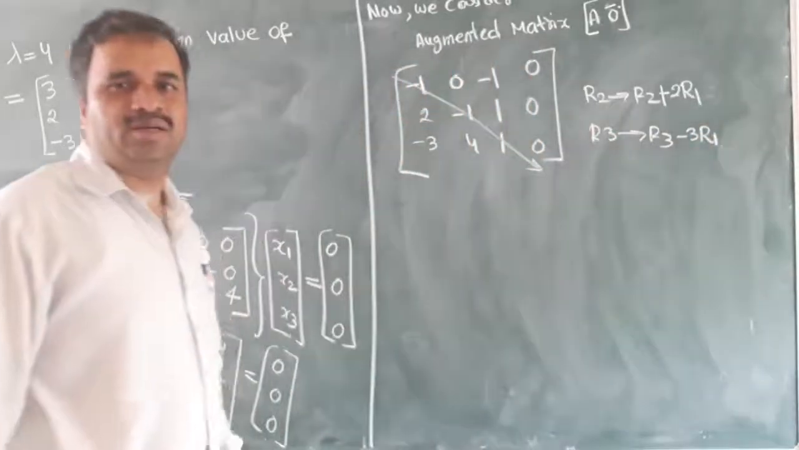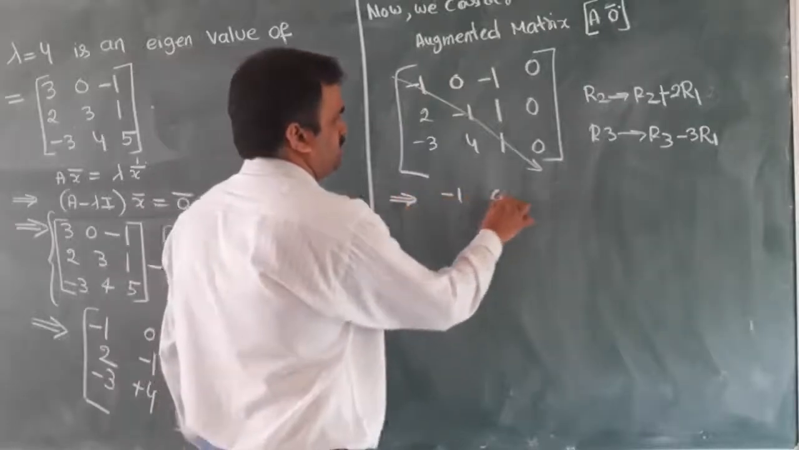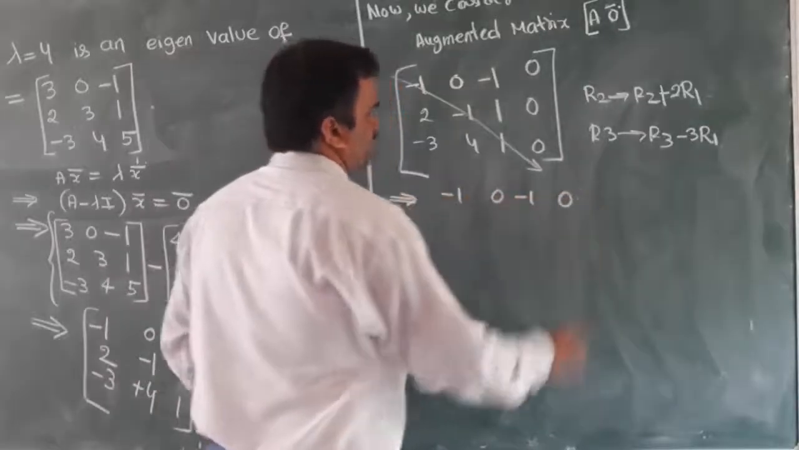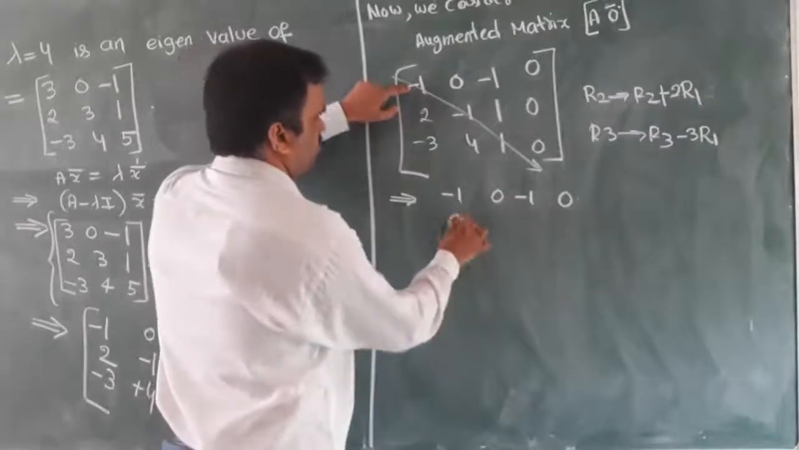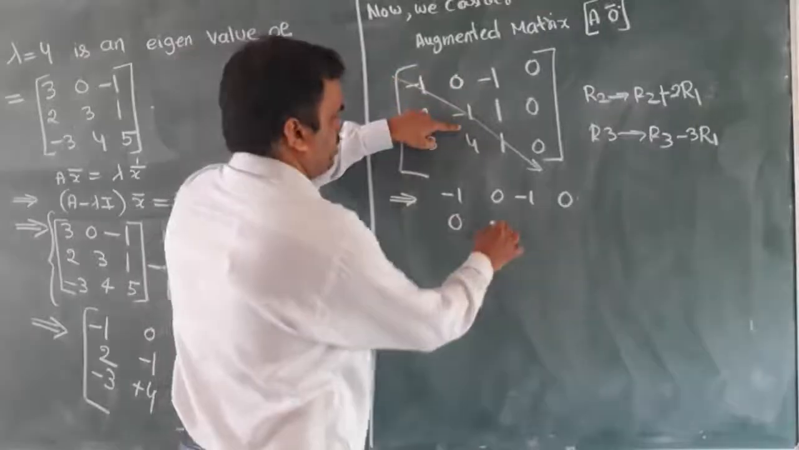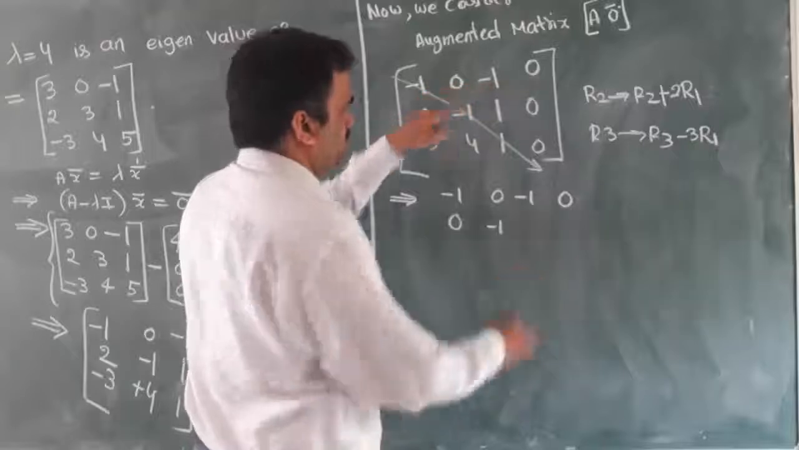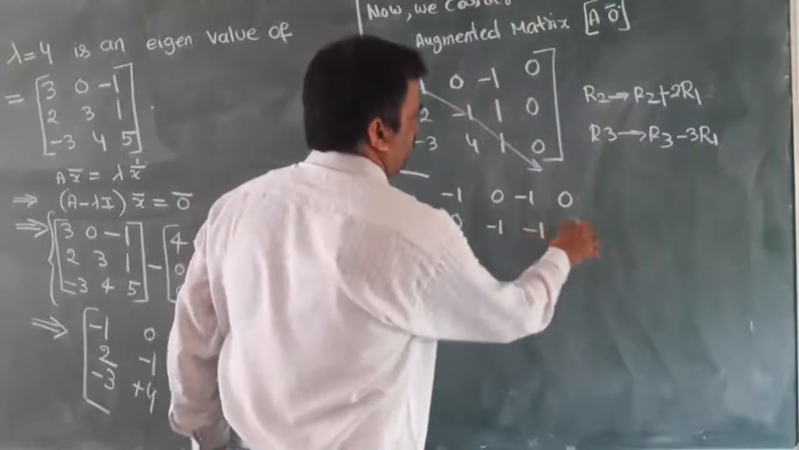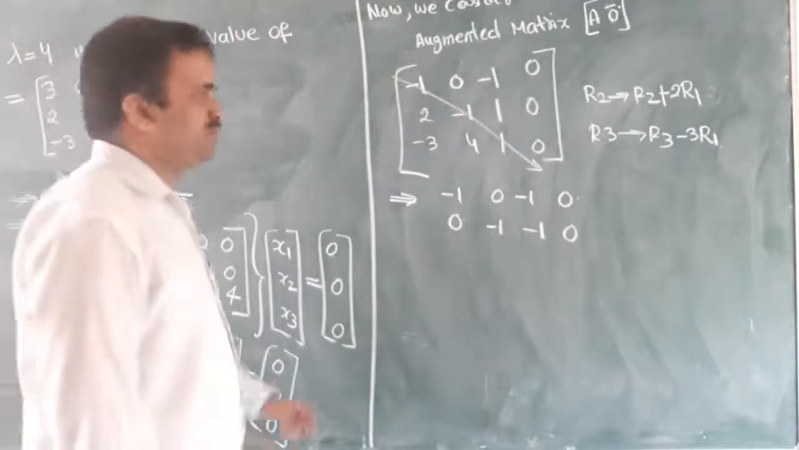R3 minus 3 R1. Do it. First row as is: minus 1, 0, minus 1, 0. Second row: 2 multiply 2 is minus 2, 0. Minus 1 here, multiply 2 into 0 is 0. So minus 1 plus 2, we get 1... 1 minus 2 is minus 1, 0. Second row is over. Now the third row operation.